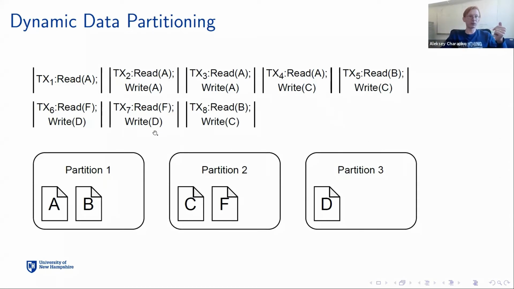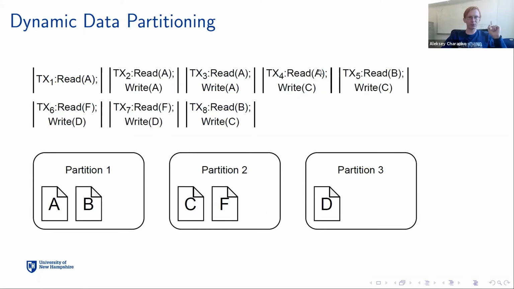So I have 8 transactions, and I have this 3 partition distributed system. Partition 1 has objects A and B, partition 2 has C and F, partition 3 has object Z, and we have these transactions. Transaction 1 only reads A, transaction 2 will read A and write A, so is transaction 3. So they can all go into this partition 1. Transaction 4 needs to read A, which is in partition 1, and write to C, which is in partition 2. So this is a distributed transaction.